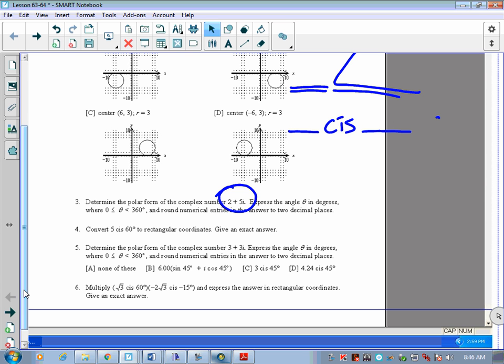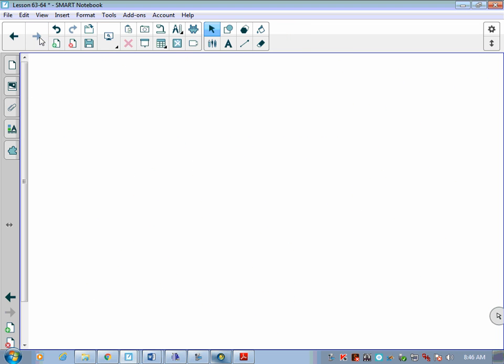6 says we want to multiply radical 3 cis 60 times negative 2 radical 3 cis negative 15, so this gets a little bit more complicated. It's a little different. I don't even think that it's overly difficult. Okay. All right, so we'll take this and we'll move to the next.